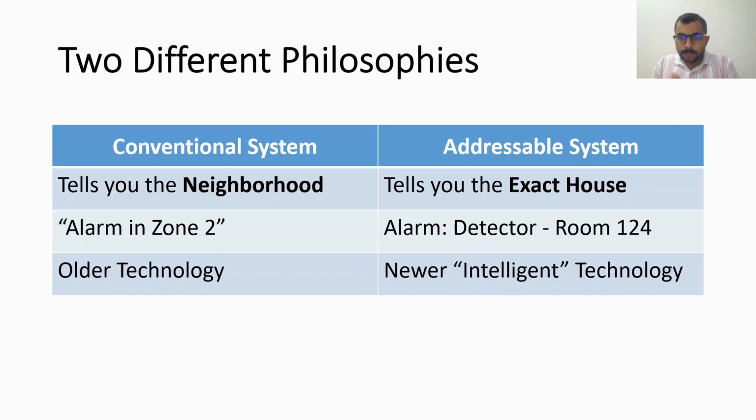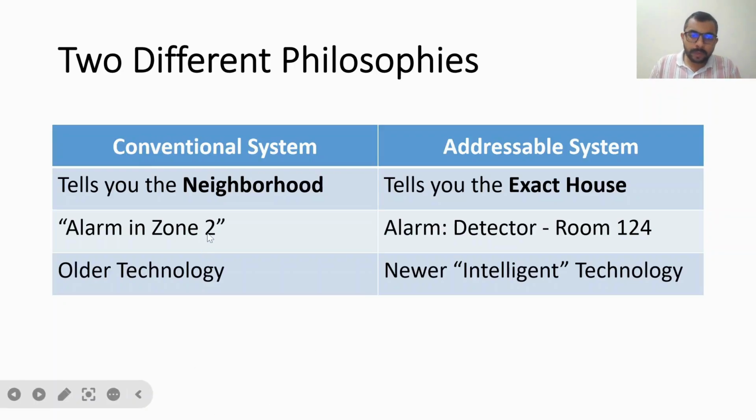When it comes to the addressable system, in case that location has an addressable system, the system tells you exactly which particular room and which particular device the fire condition has been activated on. It tells you the exact location.